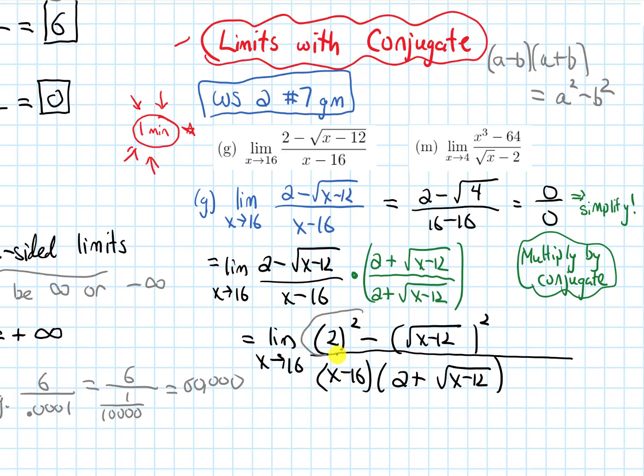All right, so now if I work out what this numerator is, 2 squared is 4, and then I'll get minus a bunch of stuff, so I should keep that in parentheses. When I square this square root term, I'll be left with x minus 12. And simplifying that, once I distribute that negative sign, we will get 16 minus x.